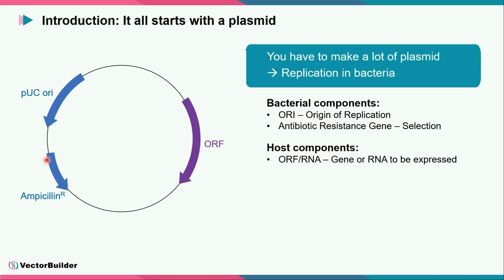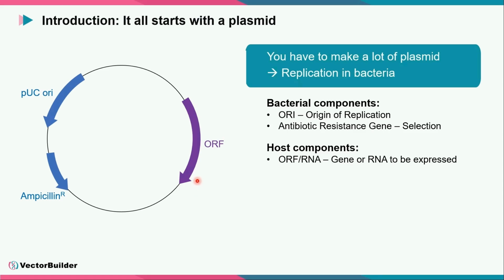Additionally, we're going to want an antibiotic resistance gene. Ampicillin resistance is very popular, and this is going to allow us to select for and grow only the bacteria that have taken up our plasmid. This is going to allow us to create lots and lots of copies of the genetic material that we want to deliver to our cells. Now, this is often going to take the form of a gene where we have this open reading frame encoding a protein coding gene, or this can be an RNA, just something that we want to express.